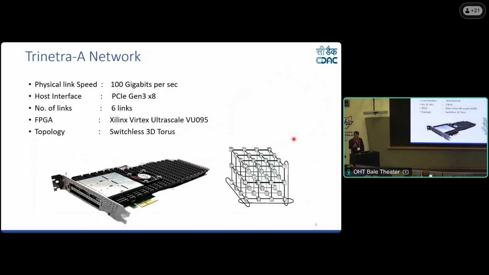So Trinetra A, on the link side, is 100 gigabits per second speed. It is an FPGA-based card. It's not ASIC actually. On the host side, it has a PCI Gen 3 x8 interface. It is a direct network, so there are no external switches involved in this. Here you can see it provides 6 links through which we can configure a Torus network.